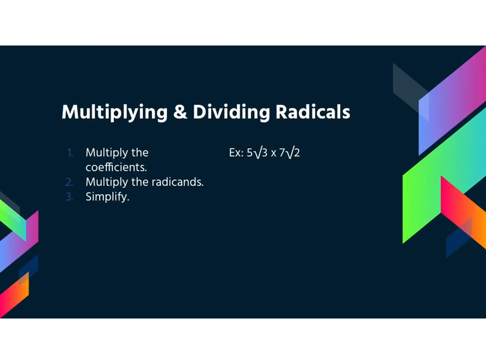All right, let's look at multiplying and dividing radicals. So first you multiply the coefficients. So let's take a look at our example. We're going to do 5 times 7 to get 35. Secondly, I multiply the radicands. So I'm going to do 3 times 2. So we have the square root of 6. And then simplify if we can. If I could simplify the square root of 6, I would. But since I cannot, this is our final answer.